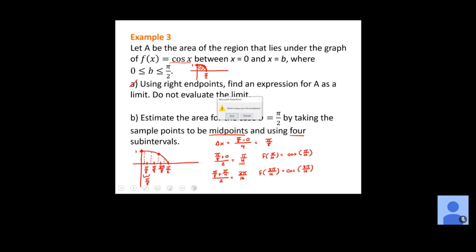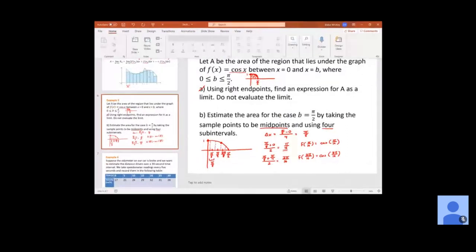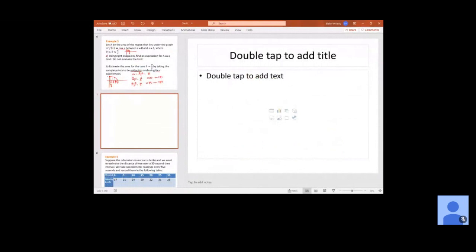So again, let me create a new page just so I've got plenty of space to work this out. Okay. So again, we're looking now between pi over 4 and 3 pi over 8. We can divide that by 2. And we said that should give us 5 pi over 16. And then we need to know the height there. So again, just plug that into our function. We have cosine of 5 pi over 16.